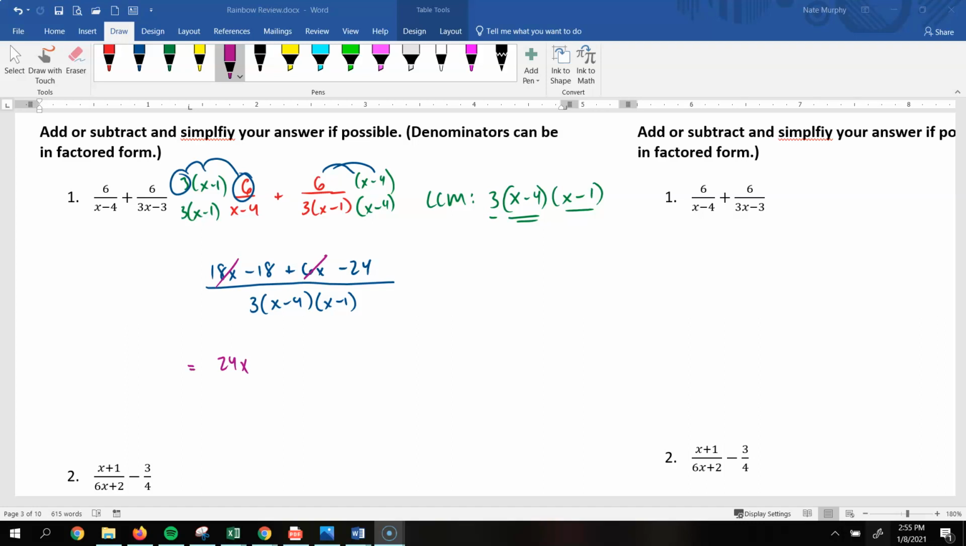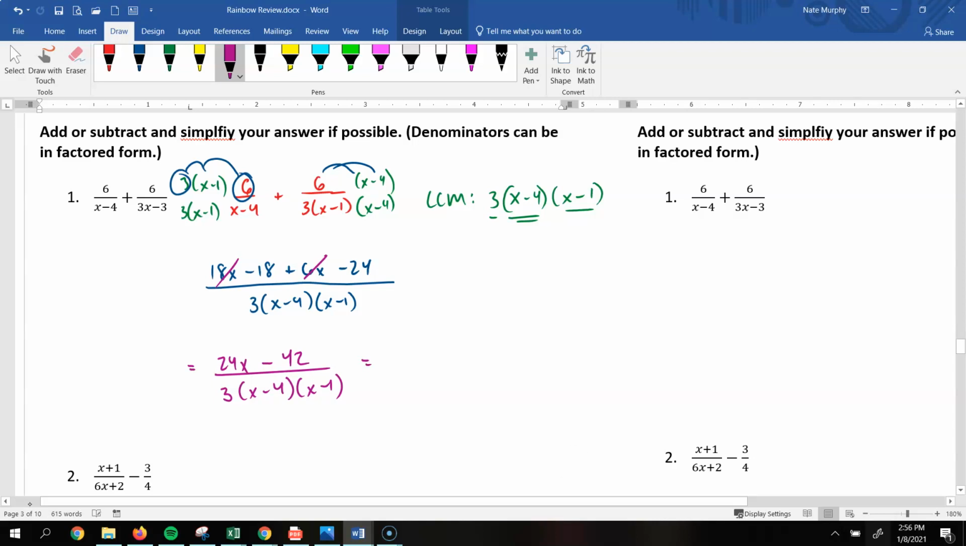And then negative 18 minus 24, that's going to be negative 42. So we have 24x minus 42 in the numerator. And in the denominator, we'd have 3 times x minus 4 times x minus 1. Now granted, 6 goes into both of these, so if you wanted to, we could simplify this a little bit further than what was even shown in the answer key. We could factor out a 6, and so then we'd have 4x minus 7 in the numerator over 3 times x minus 4 and x minus 1.